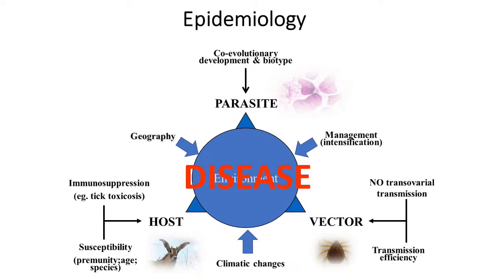Remember, no transovarial transmission, which is important because in the control part of this condition, that is a possible avenue to pursue. So if these things are out of sync, out of balance, you get disease. And in Africa, doing nothing, letting Mother Nature take its course, is probably the reason why we're not seeing much disease in the wildlife population. Everything is in an endemic, stable situation.